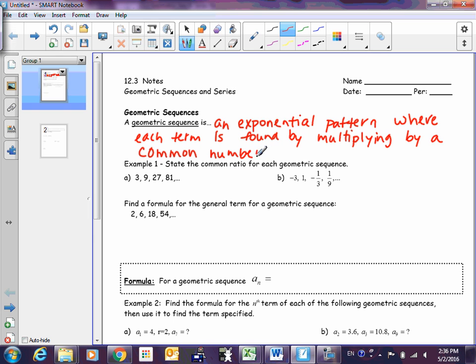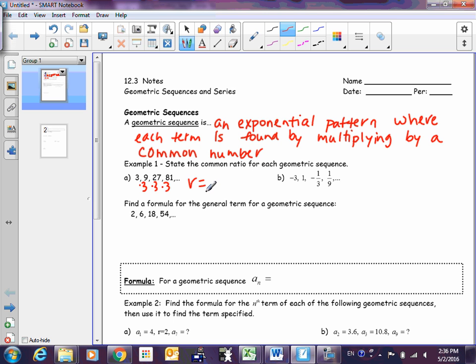What did we do for arithmetic sequences? We added a number or subtracted a number. Now we're going to be multiplying by a number. And that's the difference between these two sequences. So sometimes you can just look at the numbers and do this in your head. Like from 3 to 9 to 27 to 81, what's the pattern? You're multiplying by 3, so times 3, times 3, times 3.